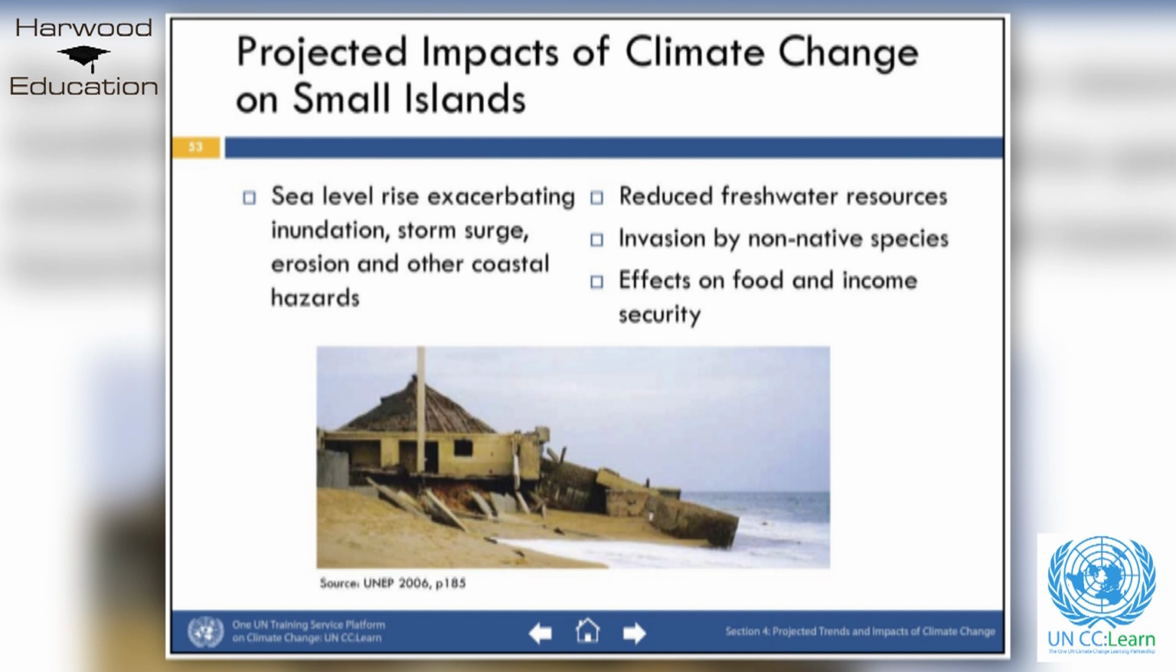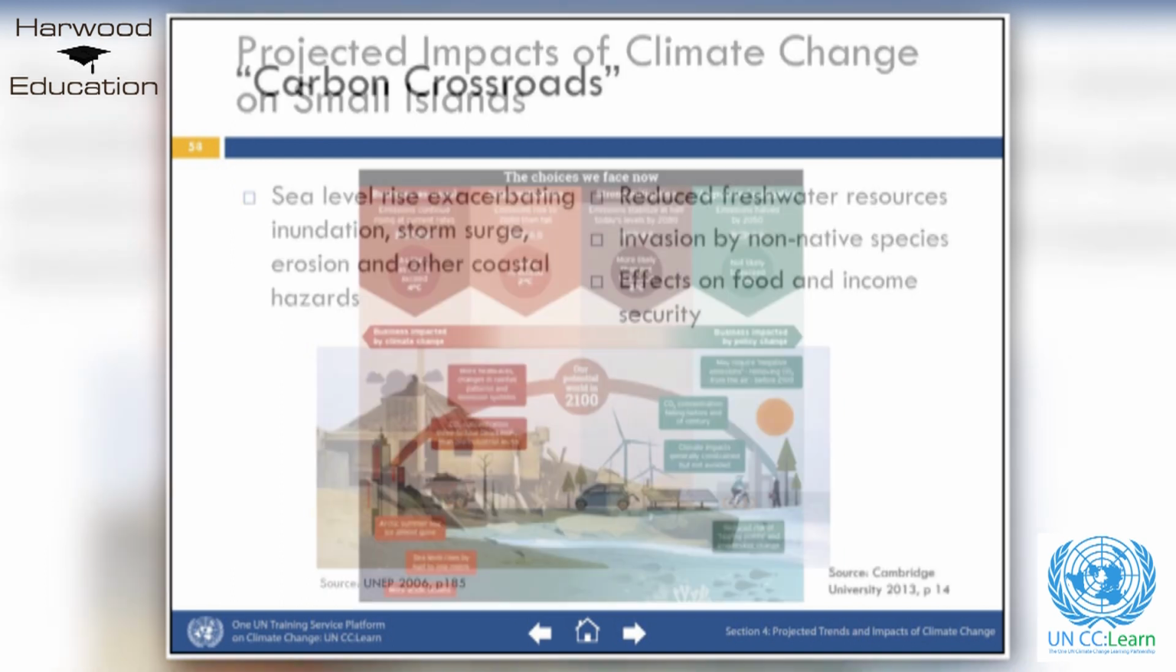Sea level rise is also expected to exacerbate inundation, storm surge, erosion, and other coastal hazards, thus threatening vital infrastructure, settlements, and facilities that support the livelihood of island communities. The deterioration in coastal conditions and coral bleaching will reduce the value of these destinations for tourism.